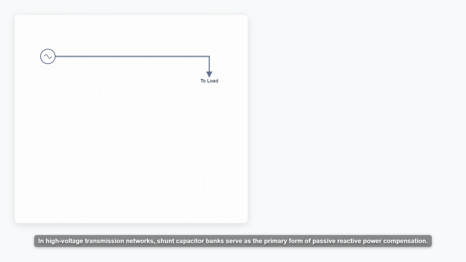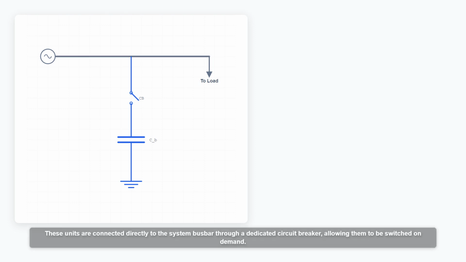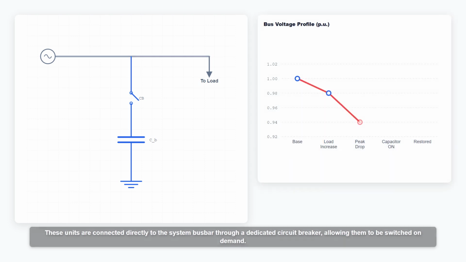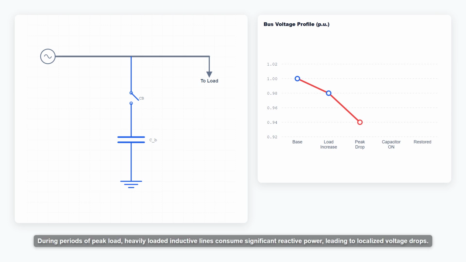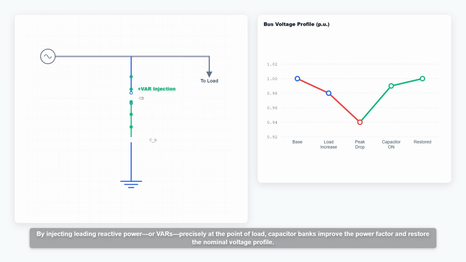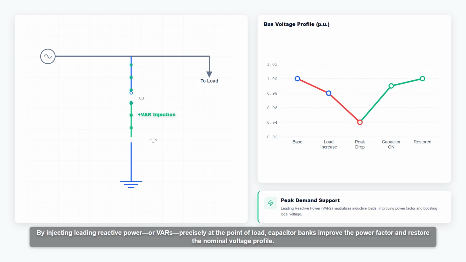In high voltage transmission networks, shunt capacitor banks serve as the primary form of passive reactive power compensation. These units are connected directly to the system busbar through a dedicated circuit breaker, allowing them to be switched on demand. During periods of peak load, heavily loaded inductive lines consume significant reactive power, leading to localized voltage drops. By injecting leading reactive power, or VARs, precisely at the point of load, capacitor banks improve the power factor and restore the nominal voltage profile.